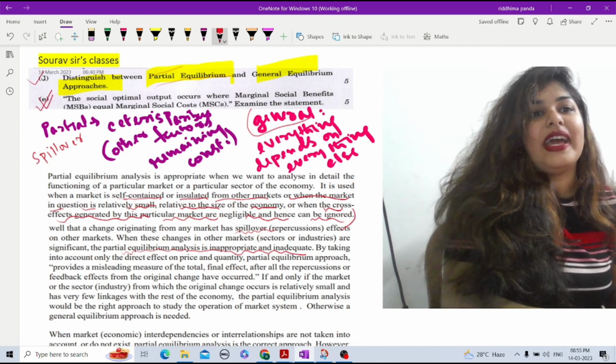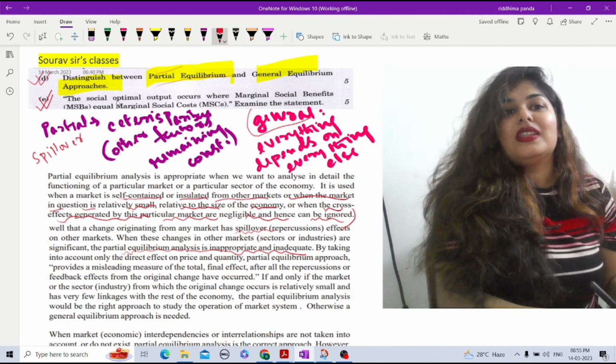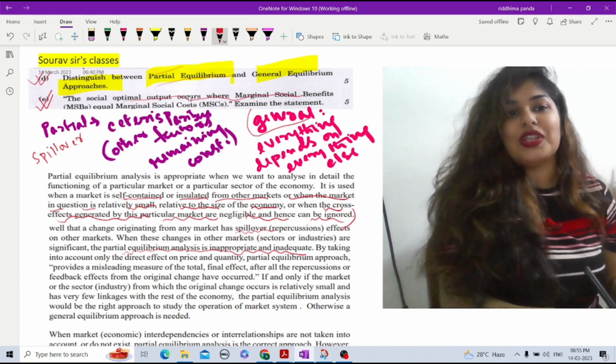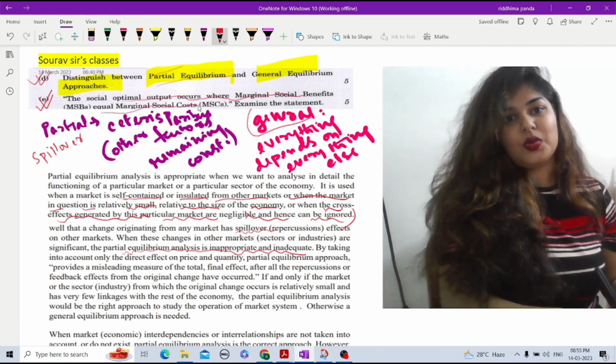The second question here from group A is: the social optimal output occurs when marginal social benefits equal marginal social cost.